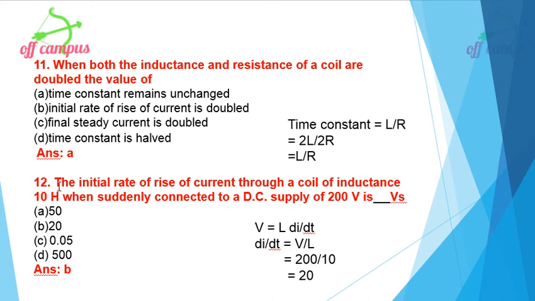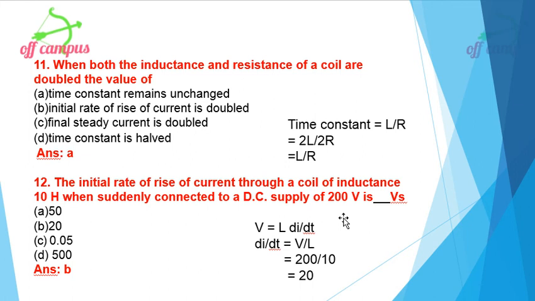Then move on to the next question. The initial rate of rise of current through a coil of inductance 10 Henry when suddenly connected to a DC supply of 200 volt is dash volt per second. So, we need to find out the rate of rise of current. What is given is the inductance value and the voltage.